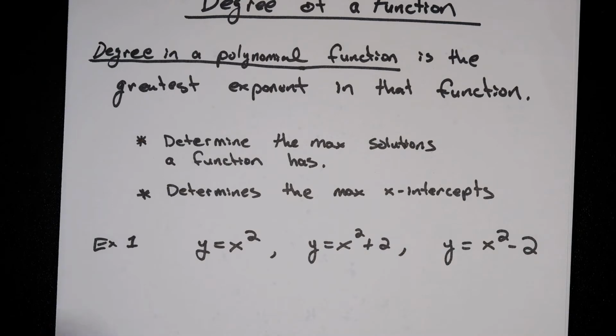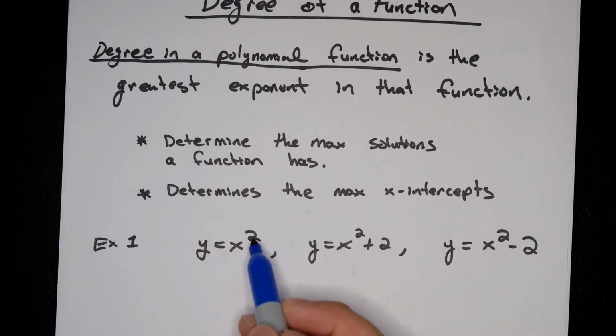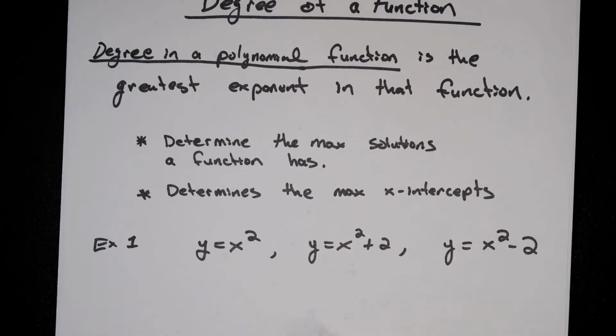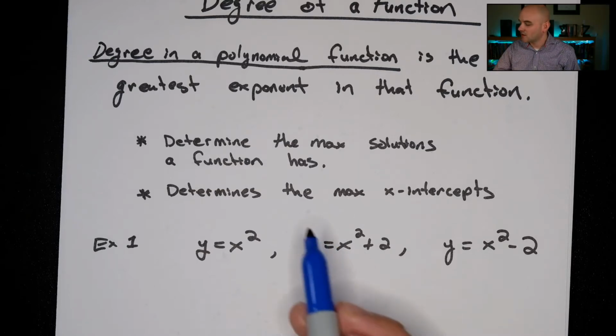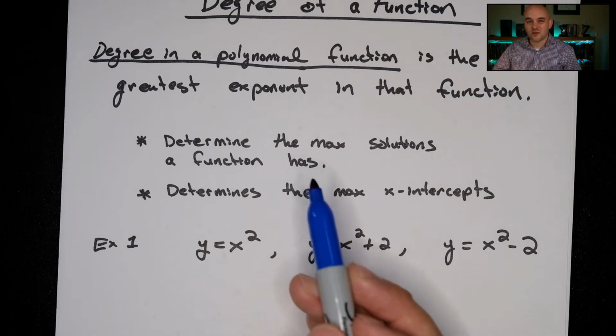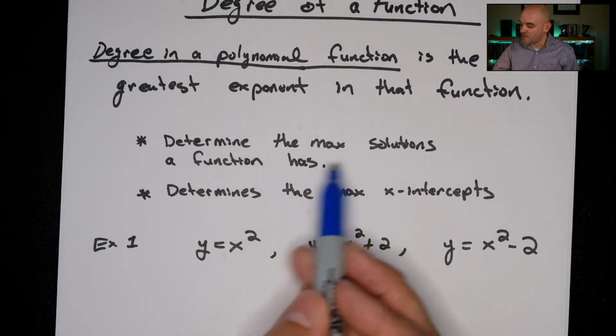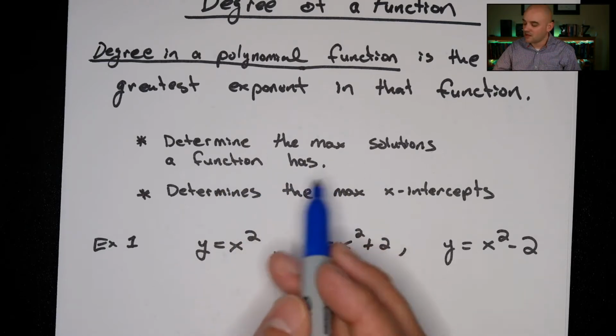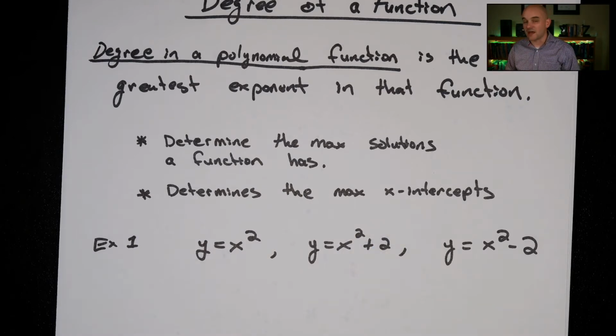Okay, so in example 1, we're going to look at x squared, x squared plus 2, x squared minus 2. In all cases, the highest exponent is a 2. So the degree there is going to be 2. Now, what is the degree? How does it help us? Well, it tells us the max number of solutions a function has, and it also tells us the max number of x-intercepts.